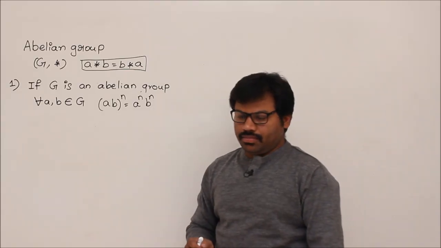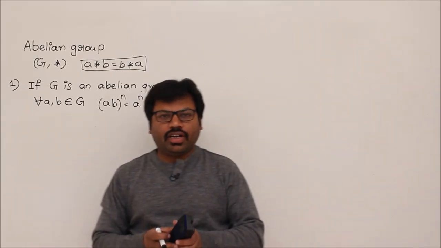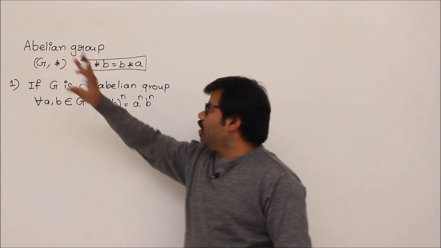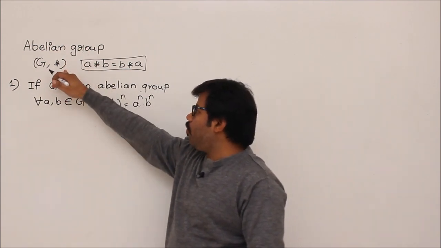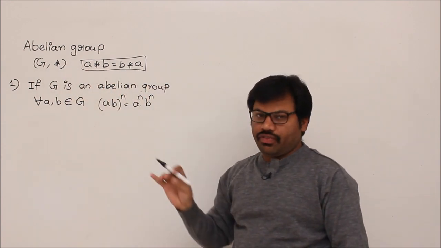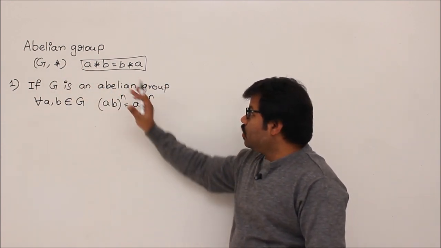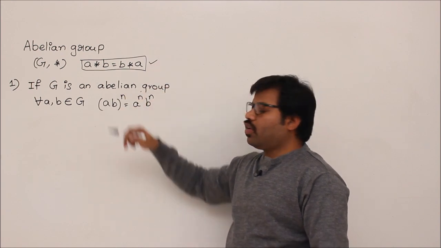Now we'll see some of the important results related to abelian groups. So you know what an abelian group is, right? Please recall. An abelian group is a group where a star b equals b star a for every two elements, correct? Now let us use that fact many times to prove a lot of results.